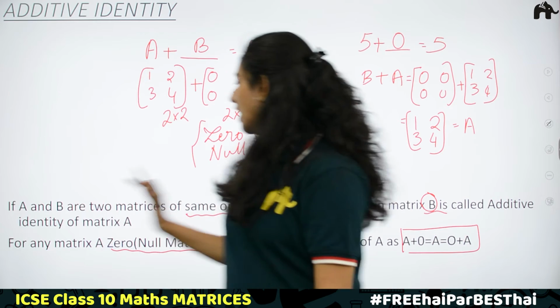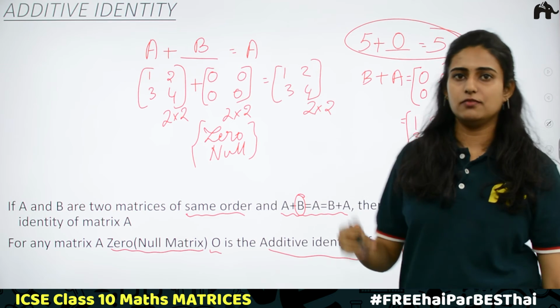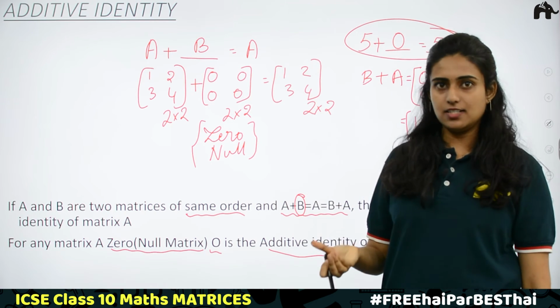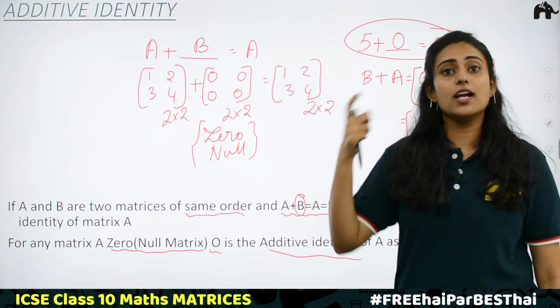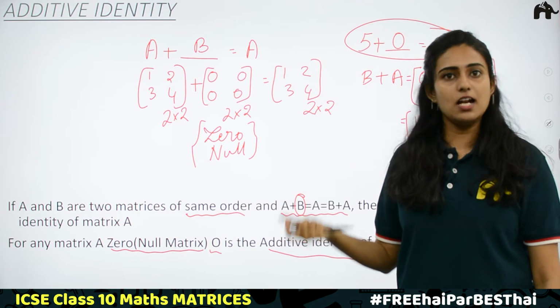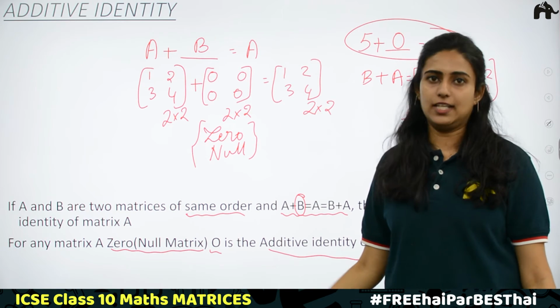Got it? Understood what additive identity is? Just take this simple example. With real numbers, we know what additive identity is. 0 is the additive identity. When it comes to matrices, a matrix containing 0s is a null matrix. The null matrix is the additive identity of whichever matrix we need.